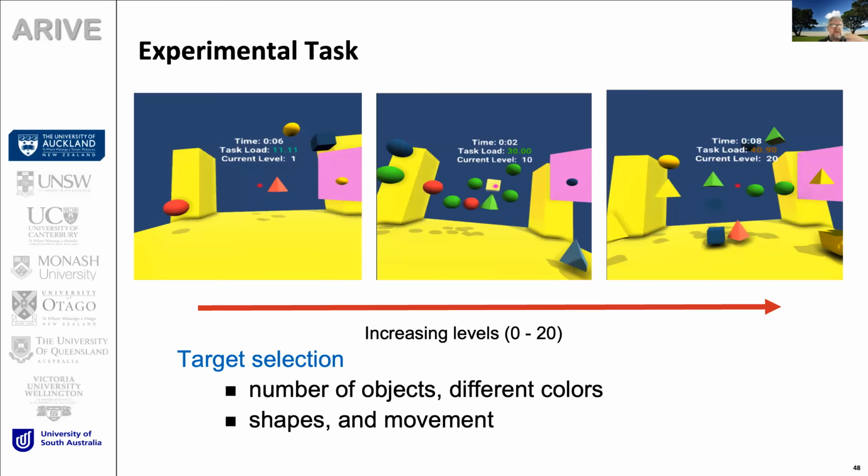The objects would start occluding each other. Some of the objects would start moving. That'll be a different size. And so it actually got quite challenging at the end point, and the target selection got more and more difficult. You can see this task load level on the right-hand side is showing 40.9 compared to 11 on the left-hand side, because there's more objects and they're spread all around the person.